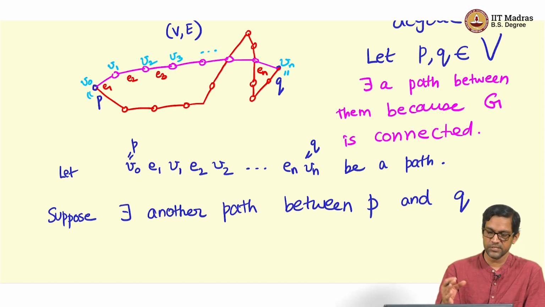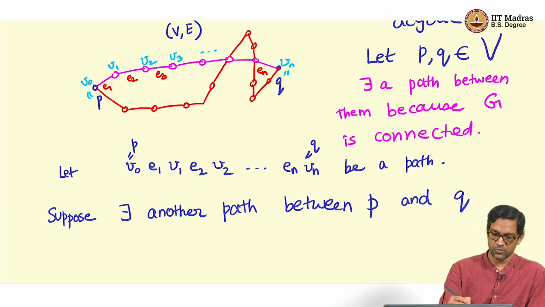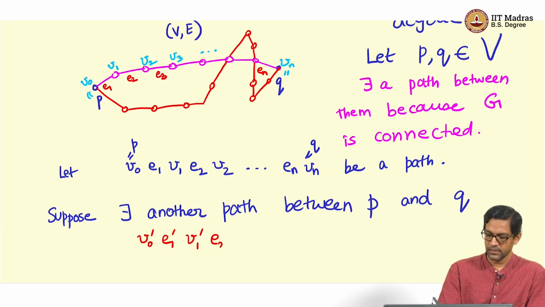Observe, even if this happens, we still have a cycle. It is just that the cycle is a smaller cycle, it will arise at a previous step itself. So let us write this out. Let us again call this path something else. Suppose there exists another path, let us call it V0 prime, E1 prime, V1 prime, edge, vertex, and so on.